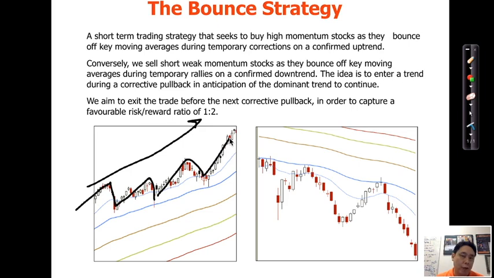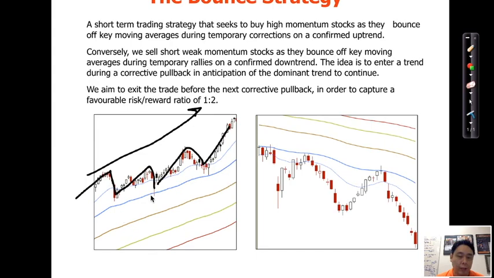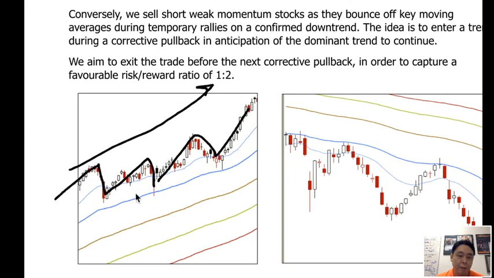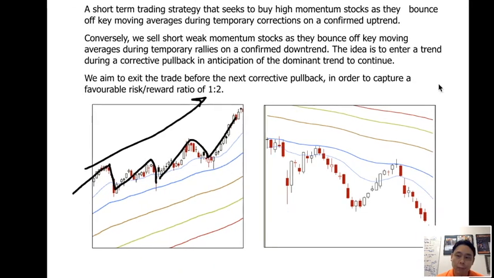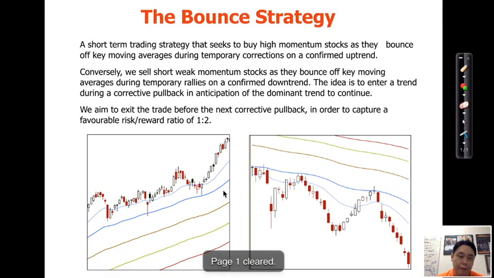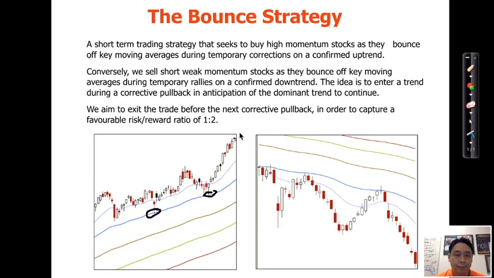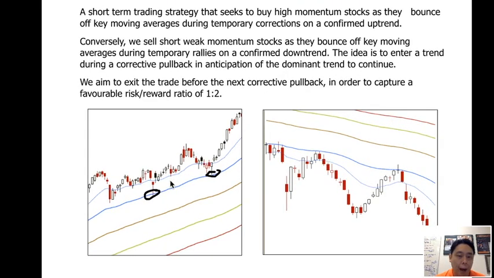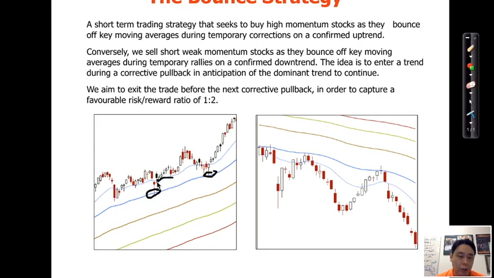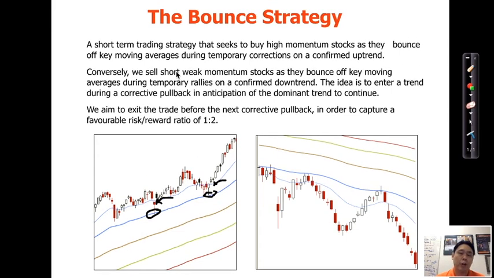It has a tendency to retrace to one of the moving averages. For example, in the case of this stock, you can see it retraces to the 50 moving average, which is the blue line. And every time it retraces to the 50 moving average, it would have a bounce off the moving average, like so, before continuing the trend. So we aim to buy as the stock is bouncing off the moving average.